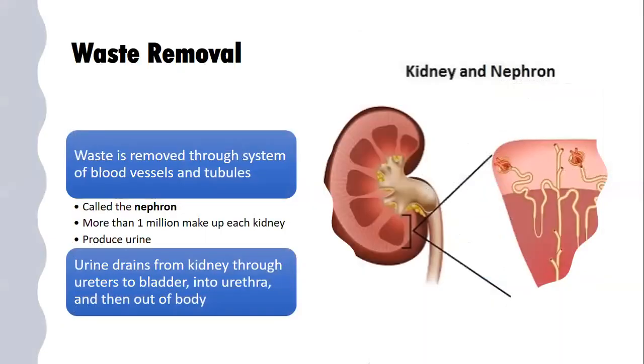Waste removal by the kidney. Waste is removed through the system of blood vessels and tubules called the nephron. It's the small unit that makes up the kidney. More than 1 million make up each kidney, producing urine. Urine drains from the kidney through the ureter to the bladder to urethra, and then out of the body.